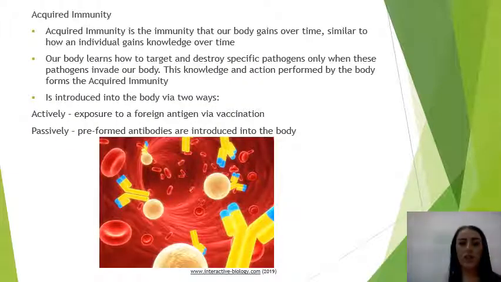I'm now going to talk about acquired immunity. So what is acquired immunity? Well, acquired immunity is the immunity that our body gains over time, similar to how an individual gains knowledge over time. It's our body's way of learning how to target and destroy specific pathogens, only when these pathogens invade our body. This knowledge and action performed by the body forms the acquired immunity.